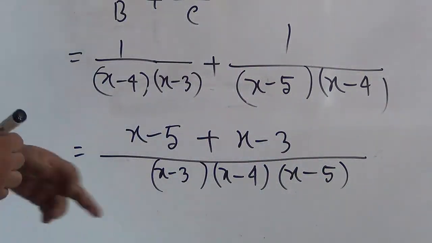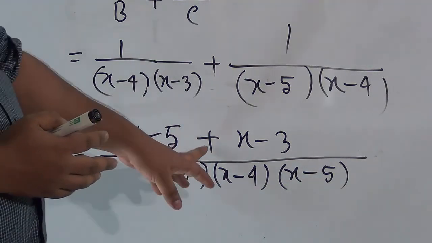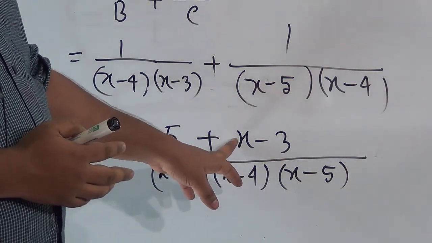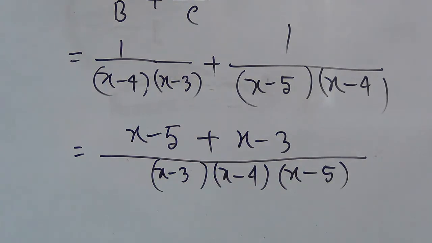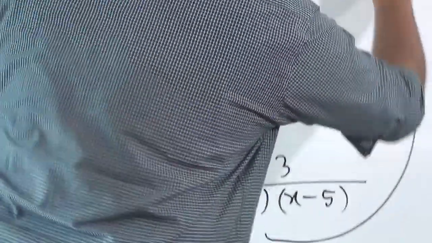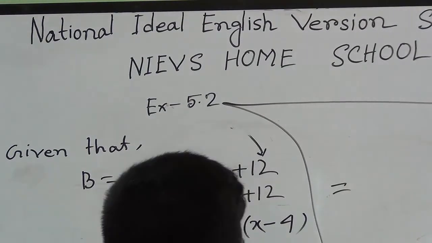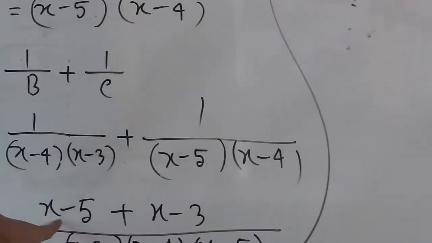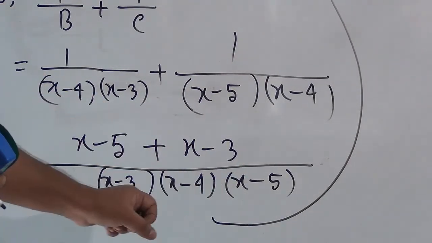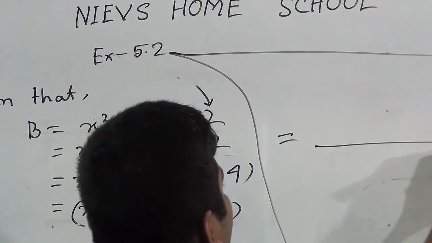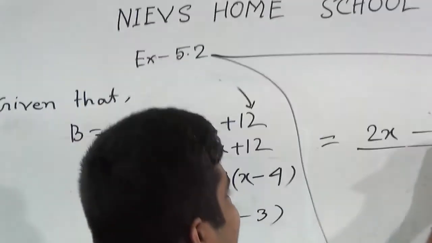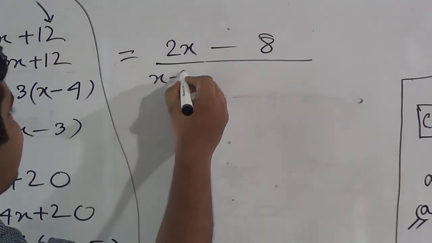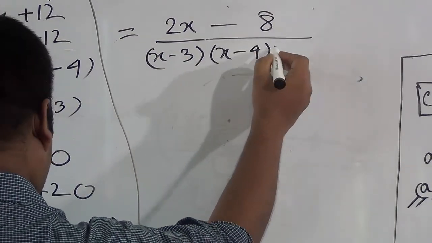My dear students, as the sign is plus, so if we multiply this sign plus minus a plus, so you need not write bracket here. Okay, after that we solve. Okay, my dear students, here you notice x minus 5, x minus 3. Here x, that means 2x minus 5 minus 3 and it will be minus 8 divided by x minus 3, x minus 4 and x minus 5.